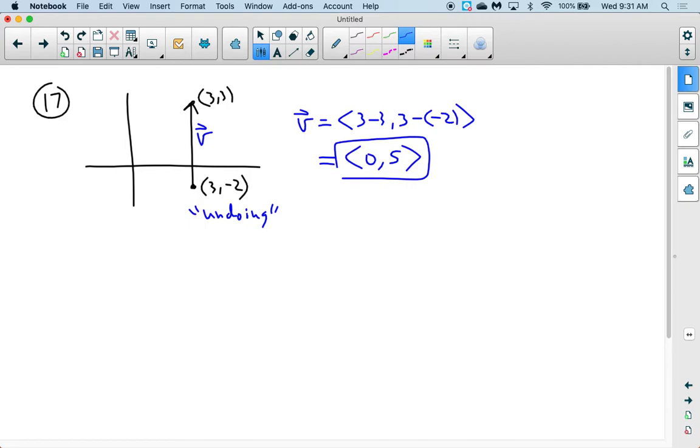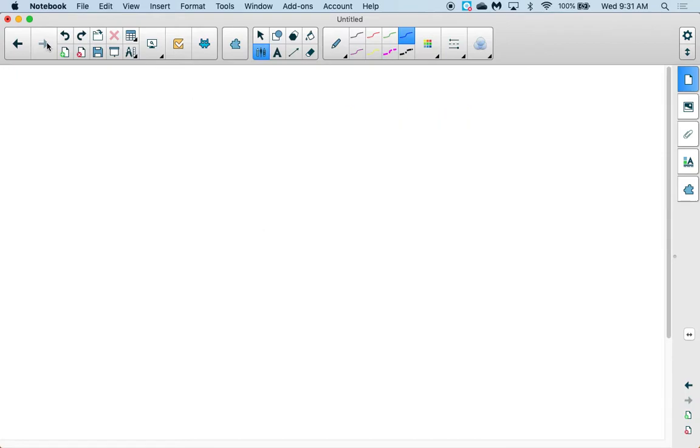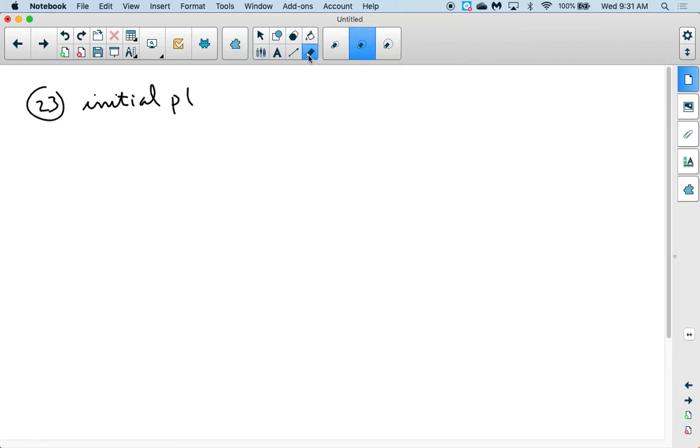All right, and let's do one below there. How about 23? So 23. They don't draw a picture of this for you. They just tell you what the coordinates are. So the initial point, let's just call it initial for heaven's sake. The initial point coordinates are -1, 5. And the terminal point coordinates are 15, 12.